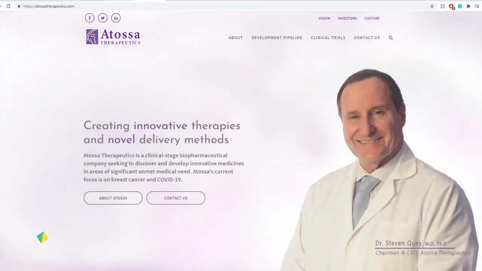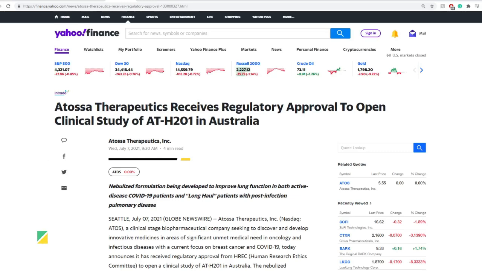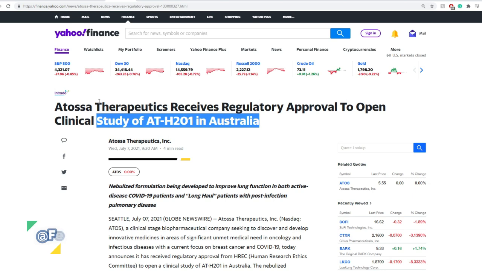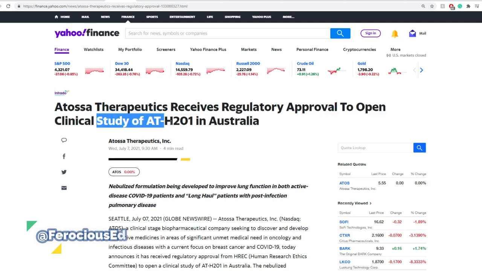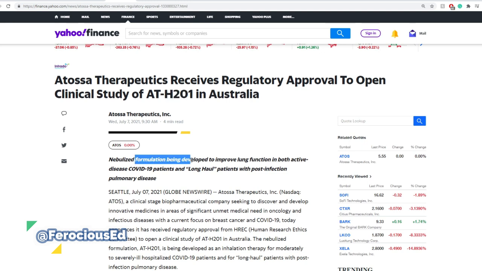So Atossa Therapeutics, first off, I want to read off this quick PR. You can skip ahead if you've already seen it. Atossa Therapeutics receives regulatory approval to open clinical study of ATH201 in Australia. Nebulized formulation being developed to improve lung function in both active diseases for COVID-19 patients and long-haul patients with post-infection pulmonary diseases.